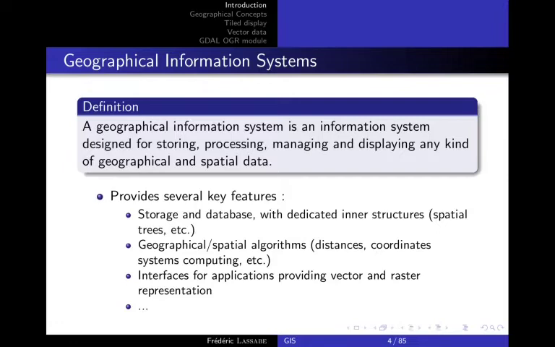Then we have to embed geographical and spatial algorithms into the information system, so as to be able to compute distances, coordinate systems, representation and conversions, and so on. You have to provide interfaces for applications providing vector and raster representation, and other features can be thought about, but will not enter in those details today.